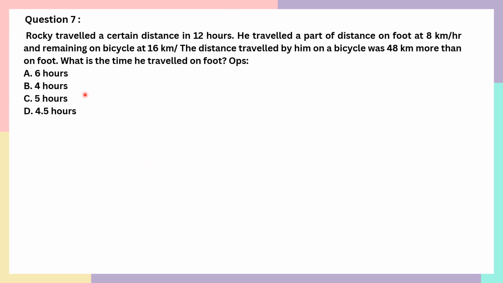Now let's see question number 7. Question number 7: Rocky traveled a certain distance in 12 hours. He traveled a part of the distance on foot at 8 km per hour and the remaining on bicycle at 16 km per hour. The distance traveled by him on a bicycle was 48 km more than on foot. So what is the time he traveled on foot? The options given are 6 hours, 4 hours, 5 hours and 4.5 hours.